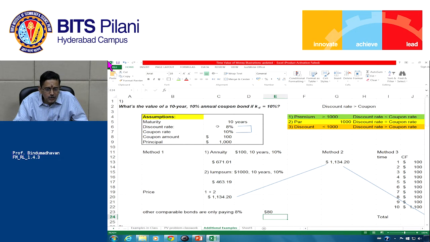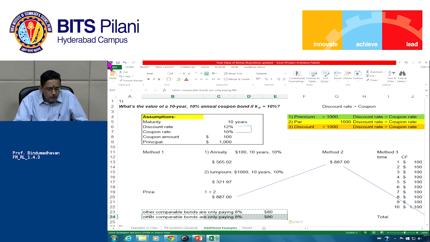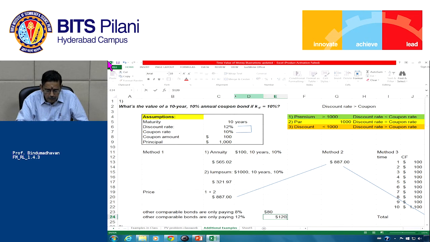On the other hand, suppose the discount rate is 12% and our bond is only paying 10%. What does that mean? That means that other comparable bonds are paying 12%. Okay, so if other comparable bonds are paying 12%, let's put it in another row here. So if other bonds are paying 12%, this is case B. That means other bonds are paying $120. So this is our case A, we have already discussed, and now we are talking about case B.